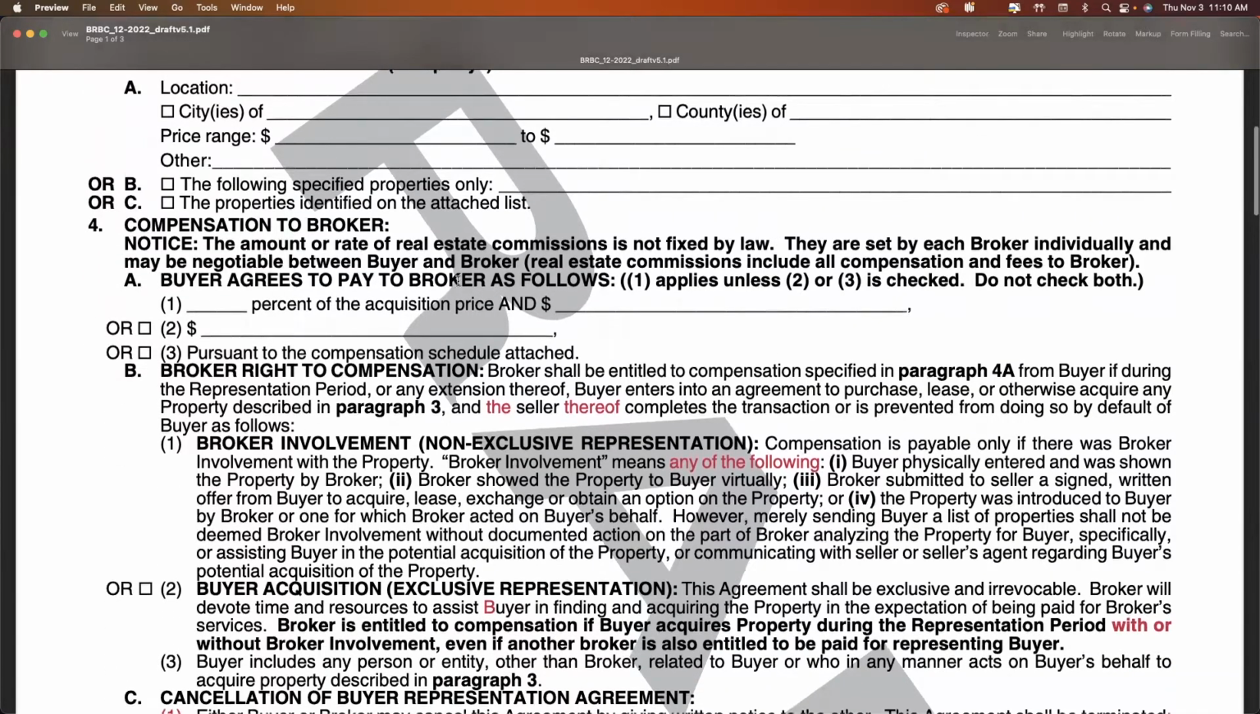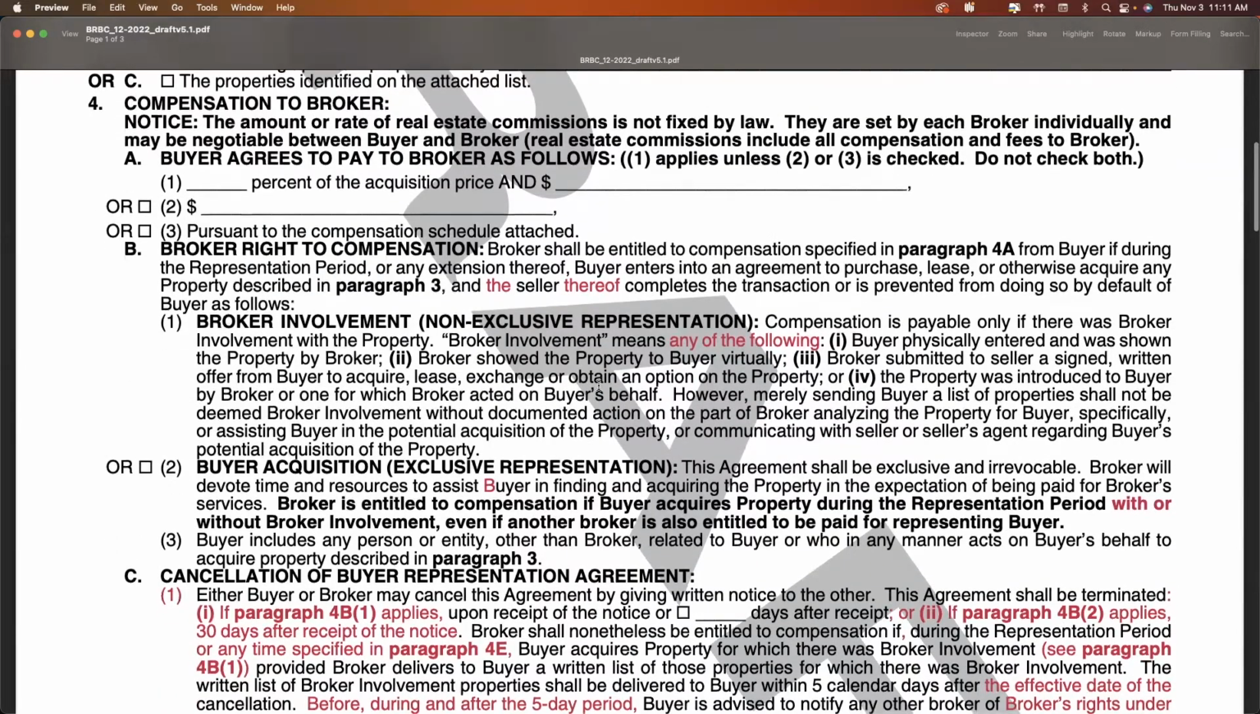It has now the compensation has moved up, right? The compensation was farther back into the document, so now it's moved forward. It talks about the compensation that they're getting paid. The broker right to compensation: broker shall be entitled to compensation specified in paragraph 4A from buyer if, during the representation period or any extension thereof, buyer enters into an agreement to purchase, lease, or otherwise acquire any property described in paragraph 3, and the seller thereof completes the transaction or is prevented from doing so by default of the buyer, as follows. So here's the broker's involvement.